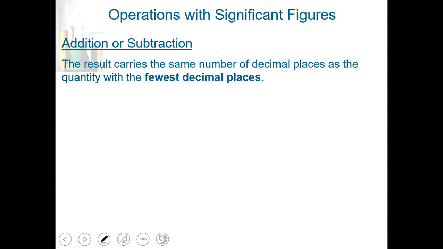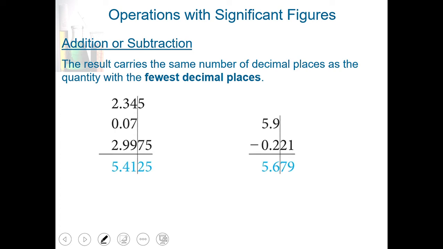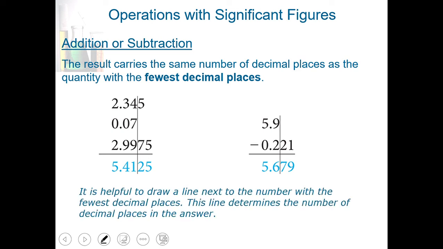For addition and subtraction, we have a different set of rules. The result is going to carry the same number of decimal places, not sig figs, decimal places, as the quantity with the fewest decimal places. So here are 3 operations. The first one's a sum. The second one is a subtraction. Notice that one of the things that I did to help myself visualize it is I line up all of the decimal periods of all the numbers so that I can draw a line next to the number that has the fewest decimal places. In the case on the left, that's the 0.07 number, which only has 2 decimals. Notice that that line, when I extend it down to the result, tells me where I need to cut off my calculated value.